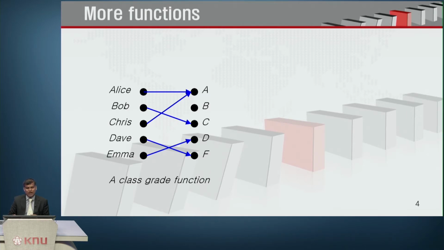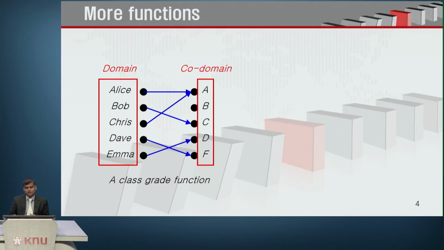So you could see Alice is mapped to A, Chris is mapped to A as well, and Bob is mapped to C, Dave is mapped to F, Emma is mapped to D. And did you notice that B, nobody gets B, but this is still a valid function. So here again, just to get back to the point we were discussing about domain and codomain, here the names of the students are the domain and the codomain is the grade.